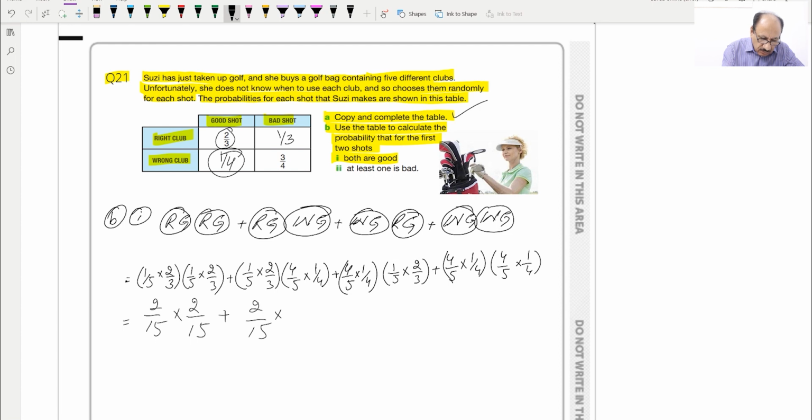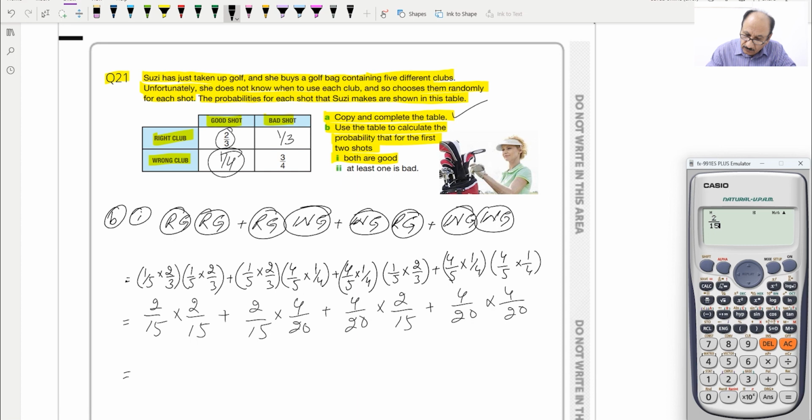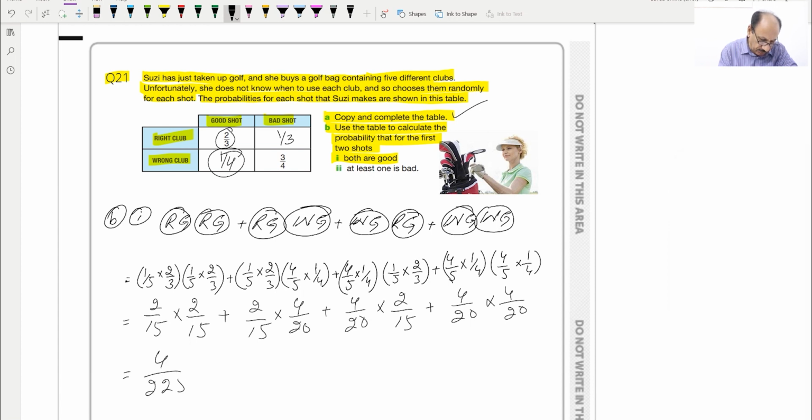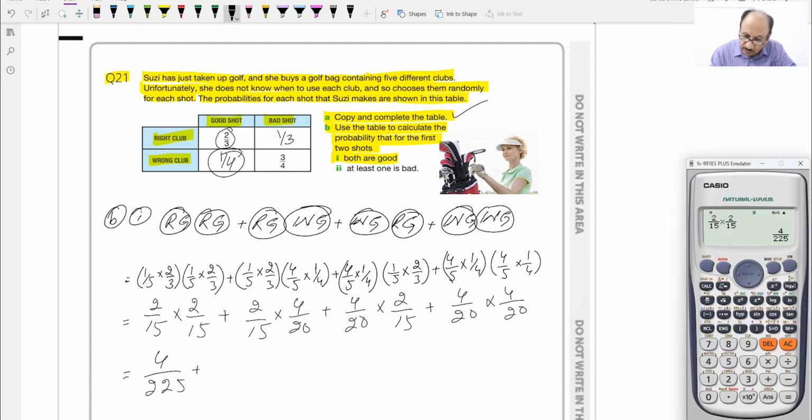We can cancel basically, or we can write 4 by 20. For your understanding, I'm writing this one as 4 by 20, plus this will be 4 by 20 into 2 over 15, plus this will be 4 over 20 into 4 over 20 again. Now we can add these all. It will be 2 over 15 multiply by 2 over 15, and we can write it as 4 over 225, plus this is lengthier calculation, so that's why I'm breaking it into pieces.